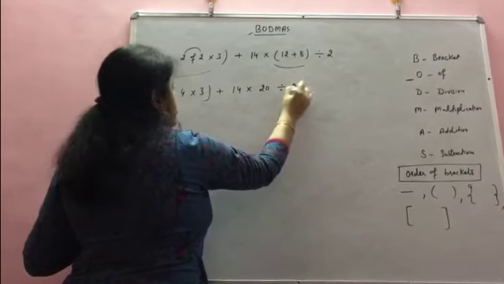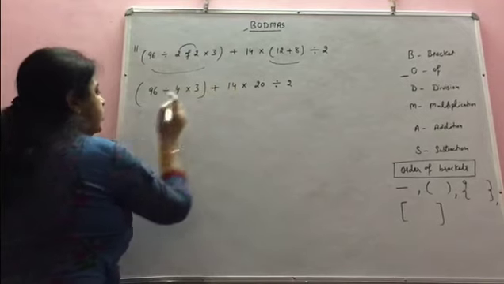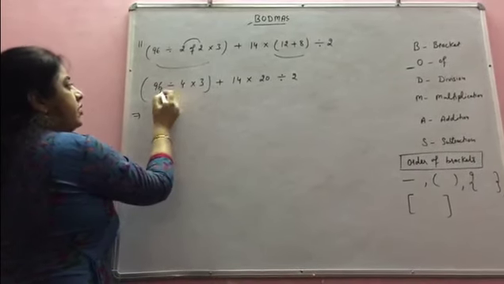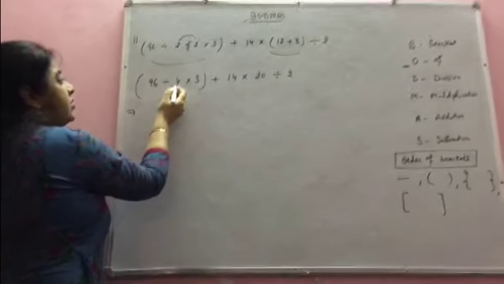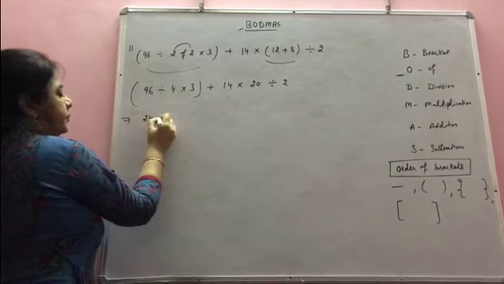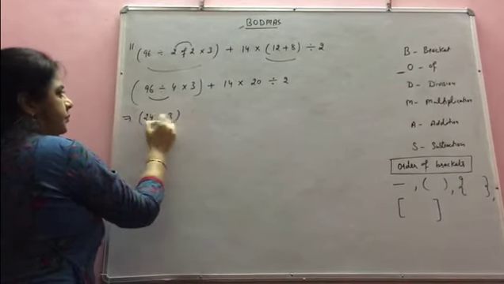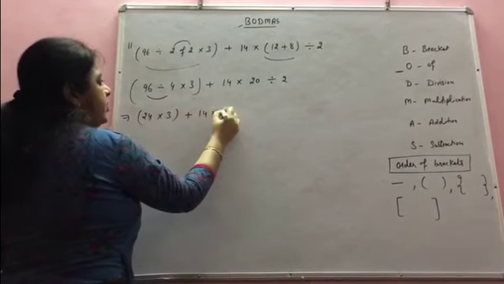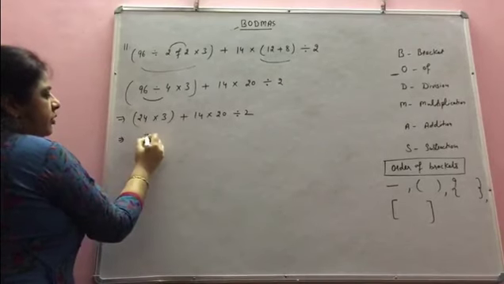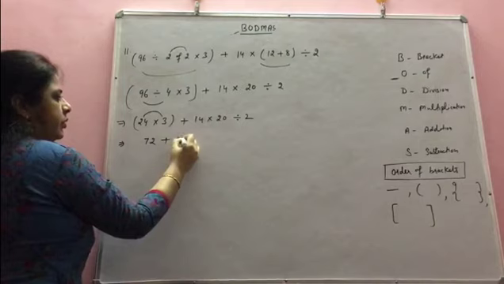Divided by 2. Now solve this bracket, because brackets will be solved first, then we will see this. So division and multiply. What will be solved first? Division. 96 divided by 4. What would the answer be? 24. Now 3, and keep the rest of the things as they are. Now multiply. What would the answer be? 72.